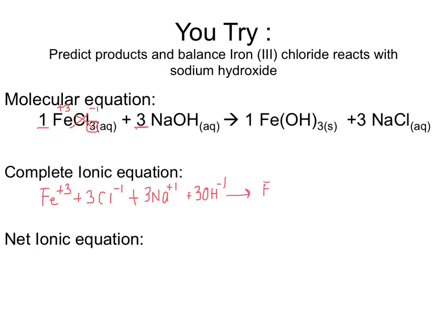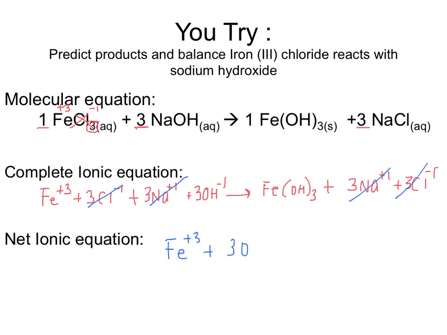This time you see the iron hydroxide as a solid, so we're going to leave it intact. And then I've got my sodium ion and my chloride ion. And there's a 3 sitting in front, so that means I have 3 each of those ions. I'm now ready to get rid of any identical ions. That would be my sodium ion and my chloride ions. And what that will leave behind is the net ionic. The iron 3 ion is reacting with 3 hydroxide ions to produce iron hydroxide.